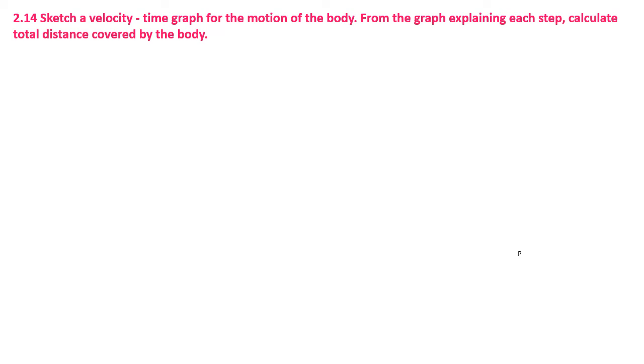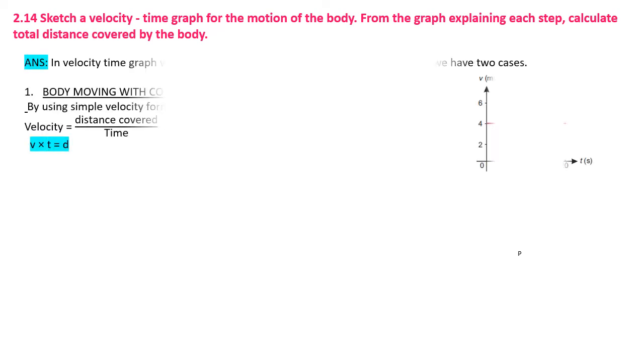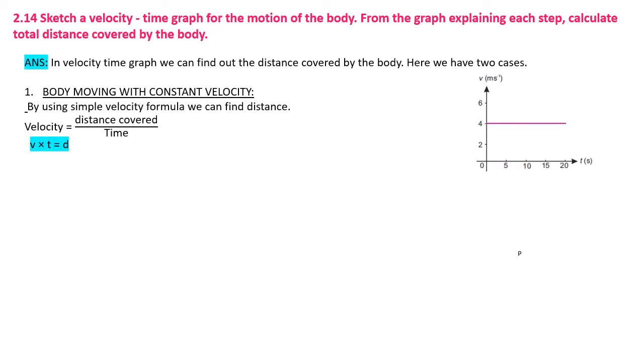Sketch a velocity time graph for the motion of a body. From the graph, explaining each step, calculate the total distance covered by the body. In a velocity time graph, we can easily find out the distance covered by the body. But here we have two cases. Number one, when the body is moving with constant velocity. This is the graph of a body with constant velocity.